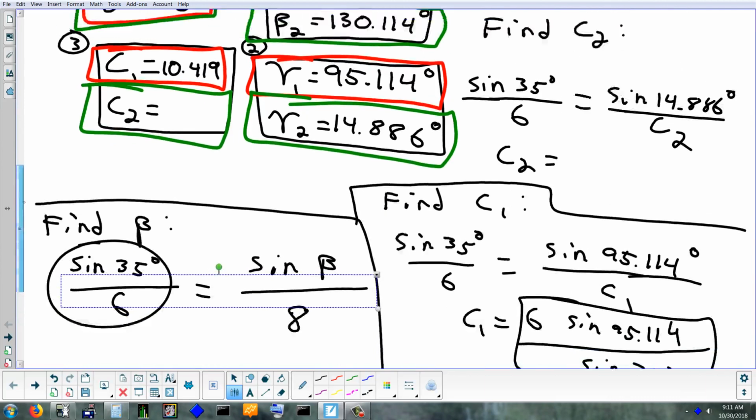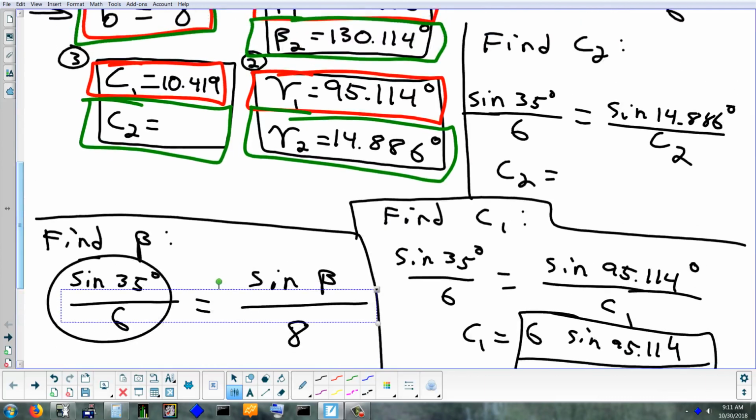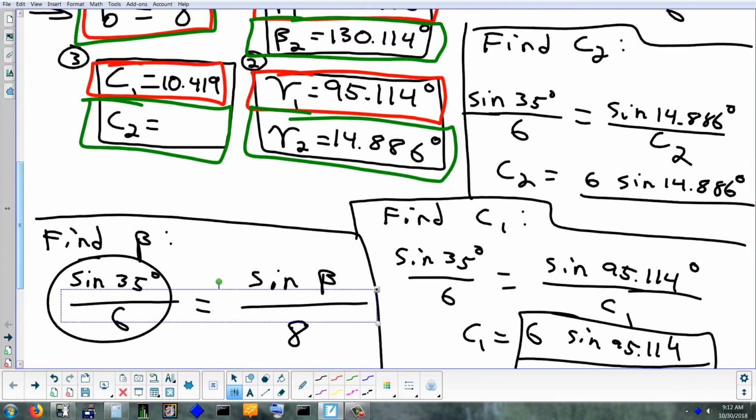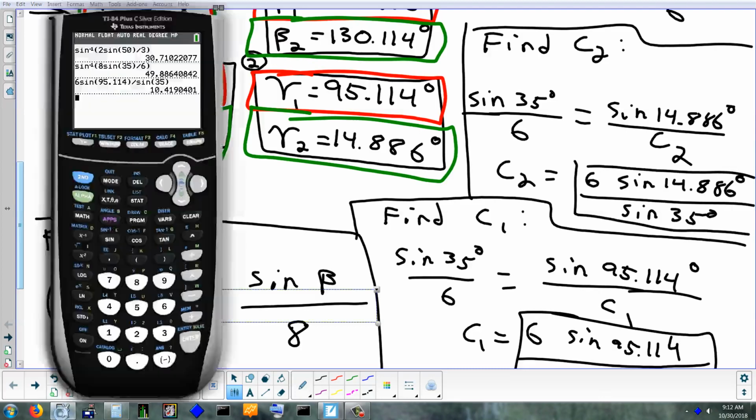Okay. And now, just going to block this one off. So now I'm going to cross multiply, and I get 6 sine 14.886 divided by sine 35. And we're just doing the cross multiplying, but we're just not showing the cross multiply step. So when I type this in, the easiest way for me to do it, I can just bring up the last thing I typed in, and I only have to change one number, 14.886.